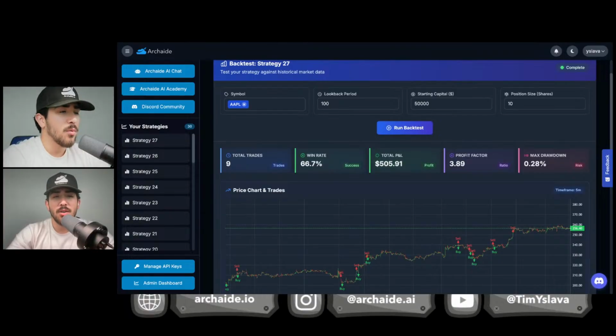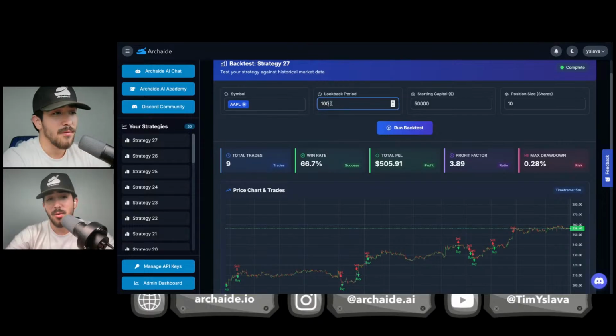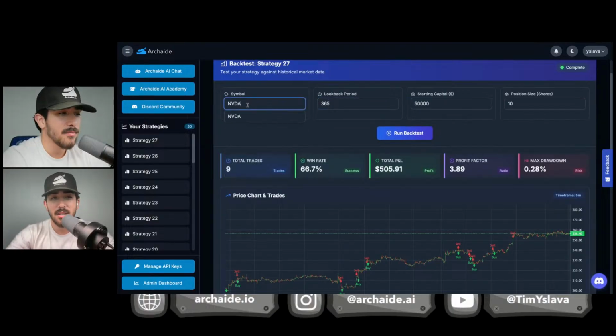Now, if you have any questions about how to use this strategy or this backtesting tool, feel free to let me know in the comments down below. If you want to check the last year, you simply change this to 365, and that'll change your look back period. If you want to change this to NVIDIA or whatever, you can change this to any stock or any cryptocurrency, and go from there.